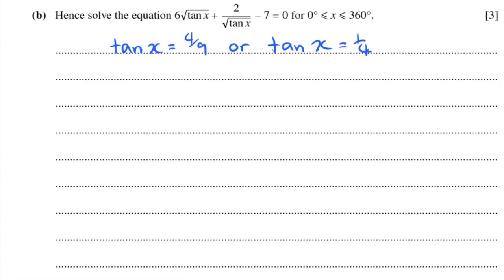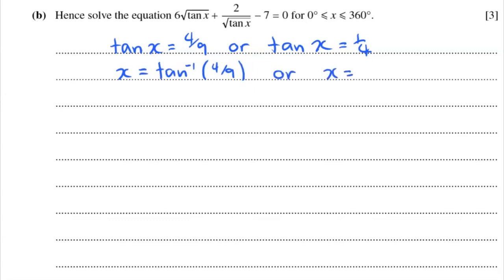x is the inverse tan of 4 on 9, or x is the inverse tan of 1/4. What you should notice is we need to go between 0 and 360, so we've got to look at all quadrants. I guess that's the only trick, is it? All right, let's explain what we're doing then. x is equal to the inverse tan of 4 on 9, which you can do on your calculator. Make sure you're in degrees mode.